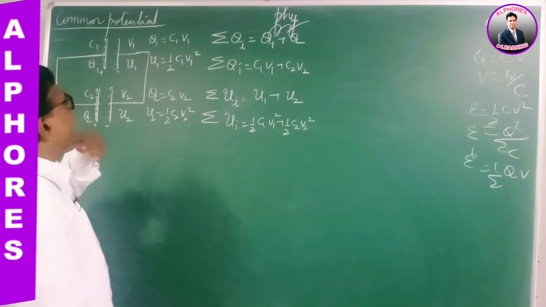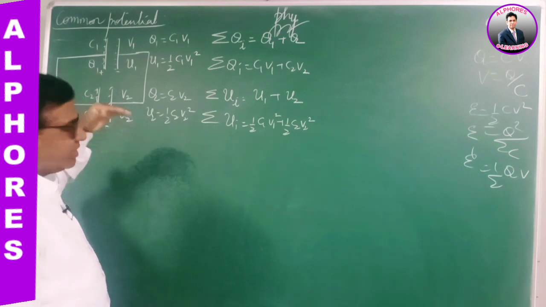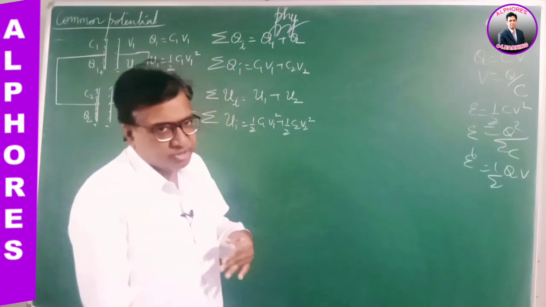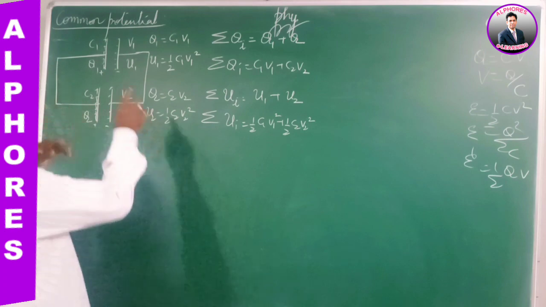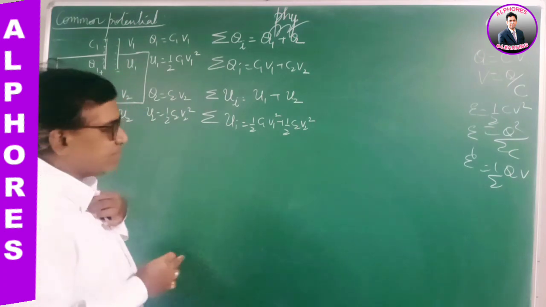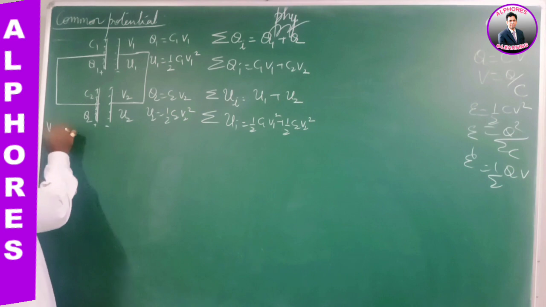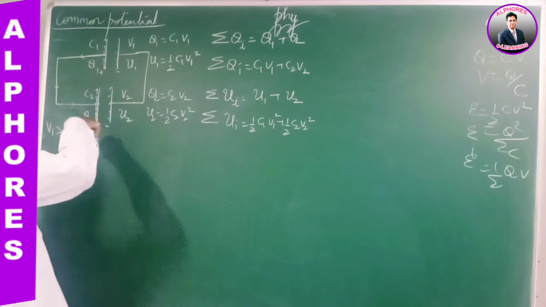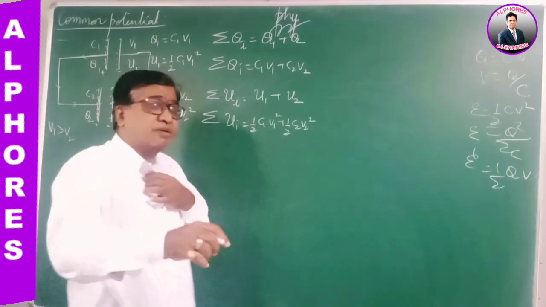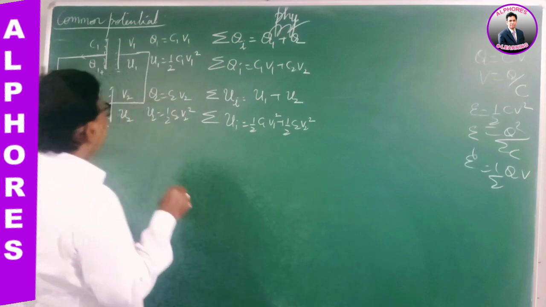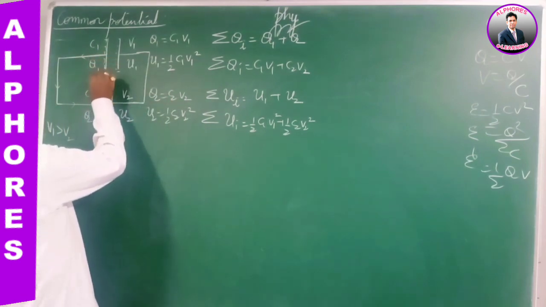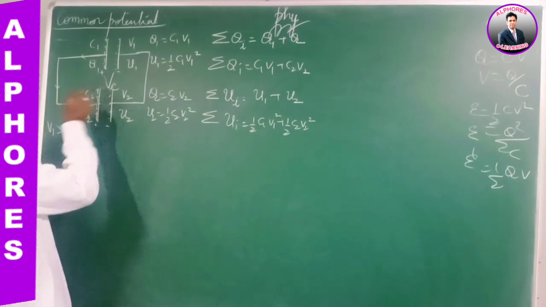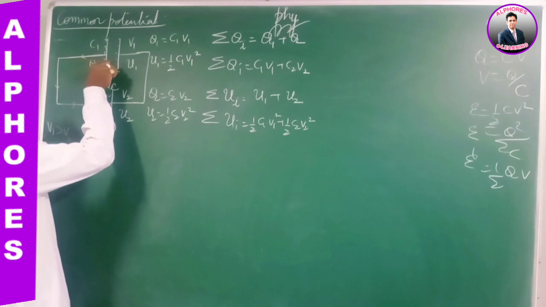Suppose the potential of one is different from the other. When I combine them, charge will flow from higher level to lower level, from high potential to low potential. Let's suppose V1 is greater than V2. I'm just imagining that V1 is greater than V2. Then the charge will flow from high to low until their potentials become equal. Let both attain a common potential Vc.